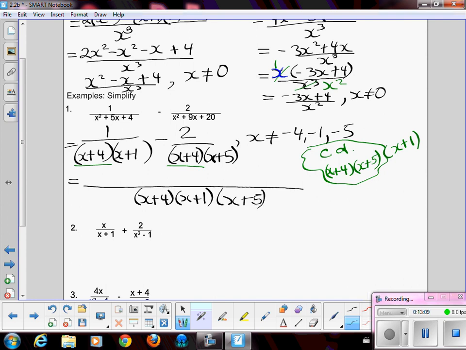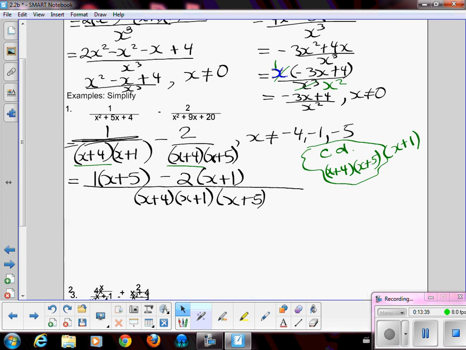Now the first rational, what did I have to multiply it by to get my new denominator? Well, obviously I have to multiply it by x plus 5. The second one, what do I have to multiply it by to get my new denominator? I have to multiply by x plus 1. So now it's just a matter again of expanding that, and I'm just going to bring my number 2 down here because it's a fair amount of work.